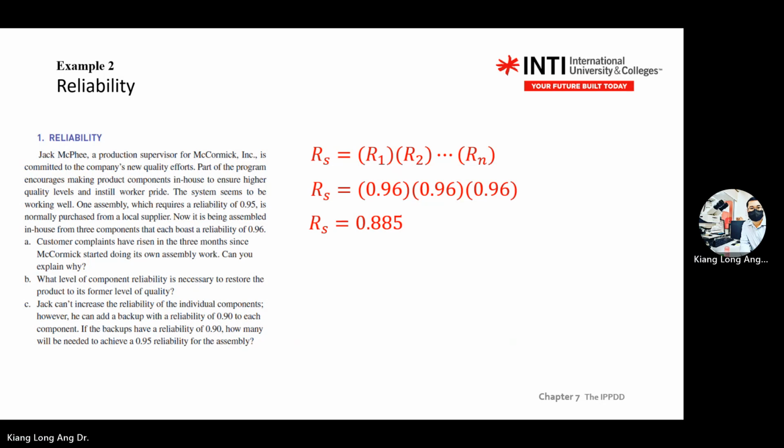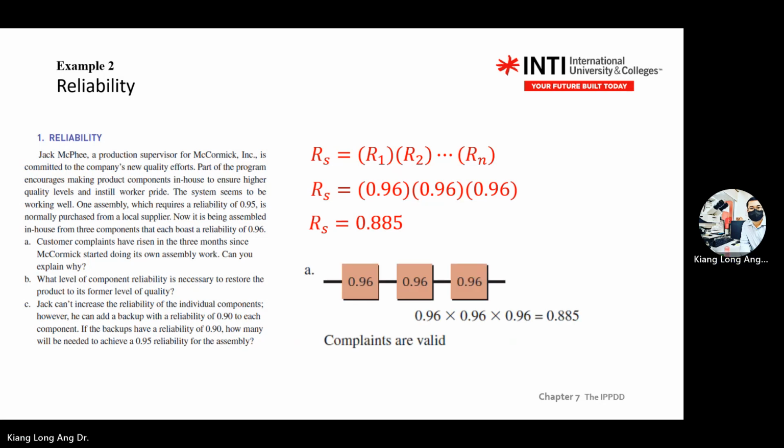Okay. So this complaint is valid because your reliability dropped. Why? Your individual component is 96%. But when you assemble it and sell it to customers, the customer only gets 89% reliability. So of course they complain.